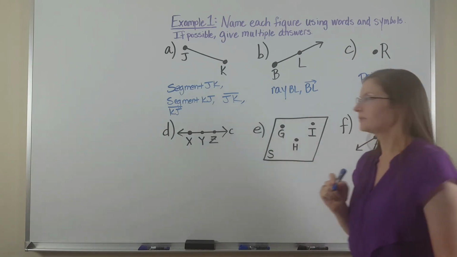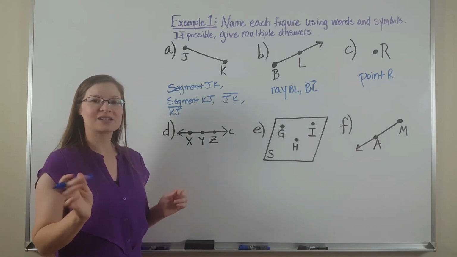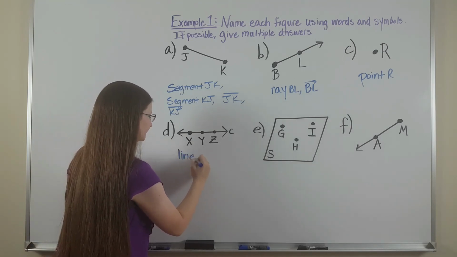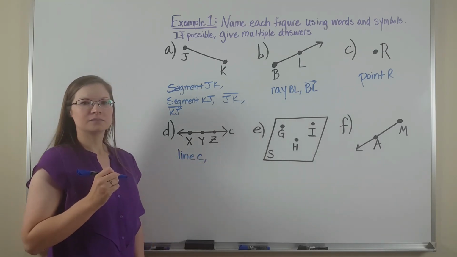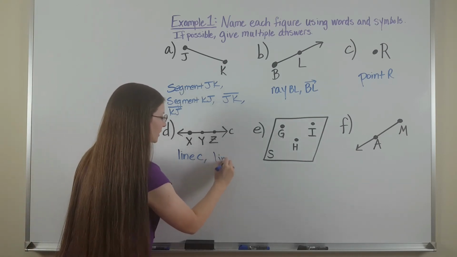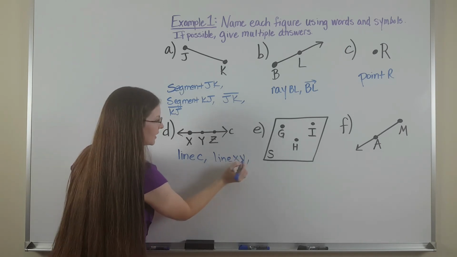Let's look at letter D. Letter D is a figure with arrows on both ends, so letter D is a line. This is line C. Or you could choose 2 points on the line. You could call it line XY. Or you could call it line XZ.